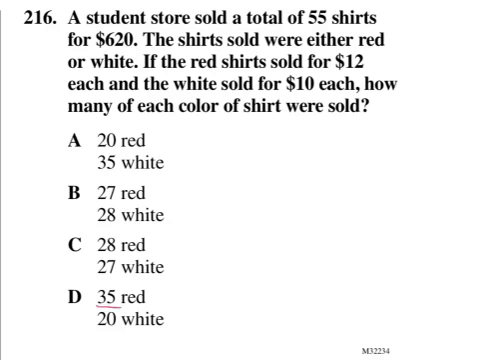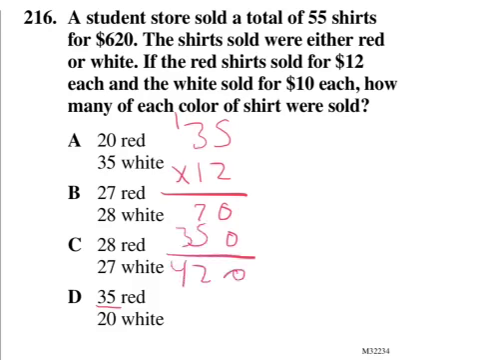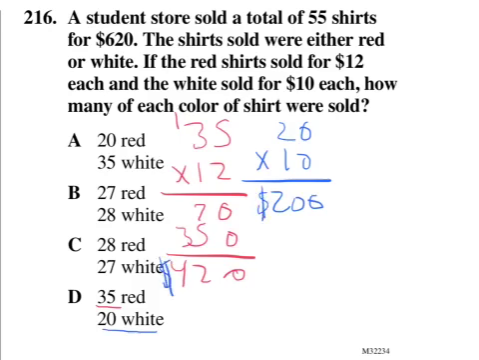Okay, so if I do 35 red shirts, that'd be 35 shirts at $12 each. That looks like it will be $420. All right. Now we'll try white shirts. That'd be 20 at $10 each. That's an easy one, huh? Can you see that's $200? So you have $200 and $420. What do those add up to? $620. Do those add up to the $620 I want? Yes. All right. So that's our answer.